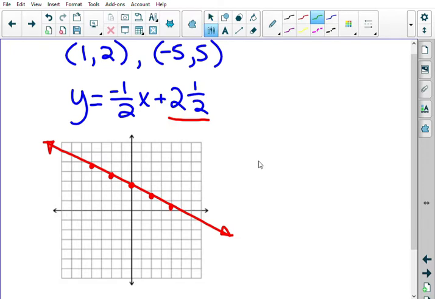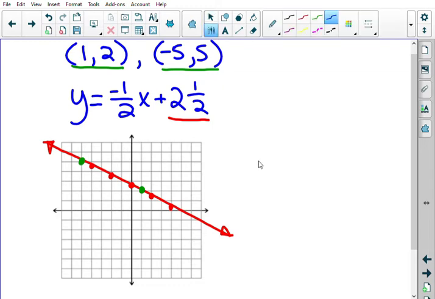So our first point that this equation goes through is 1, comma 2, which is right there. And look at that, we are right on our line. Let's try another one. Negative 5: 1, 2, 3, 4, 5 in the negative direction, and then up 1, 2, 3, 4, 5. And look at that, we are right back on our line. So we know that we did this right.